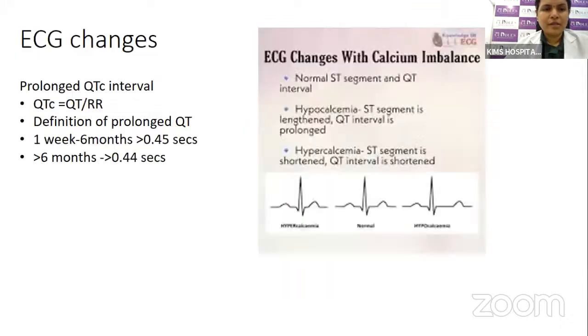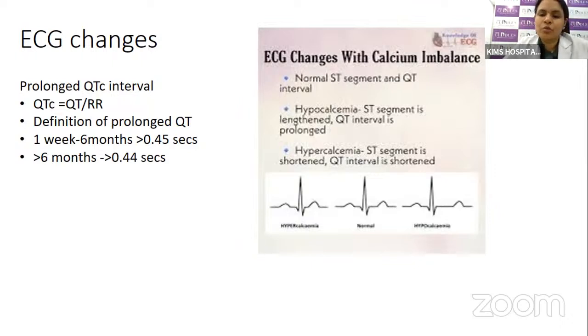So this is something on the ECG changes with calcium imbalance. So normally in hypocalcemia, we expect that the ST segment is lengthened. This is accompanied by prolongation of the QT interval as well. So we know that QT is the interval that starts from the beginning of the Q wave till the end of the T wave. Now, although QT interval prolongation is seen in hypocalcemia, this is relatively non-specific because this can also be seen with some congenital syndromic conditions like long QT syndrome.